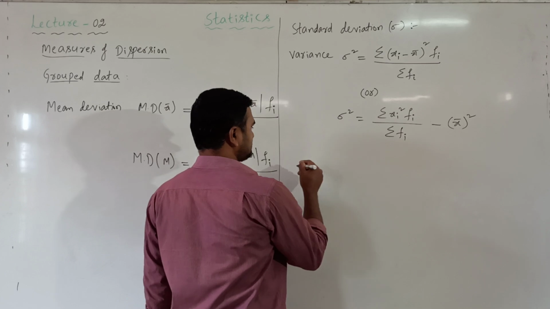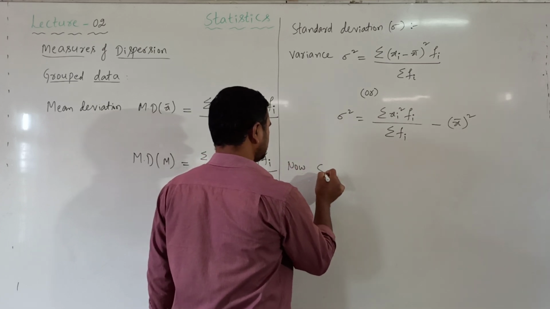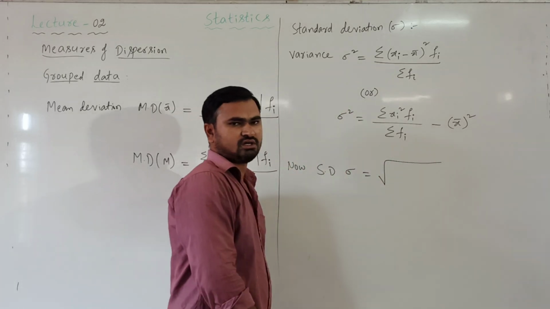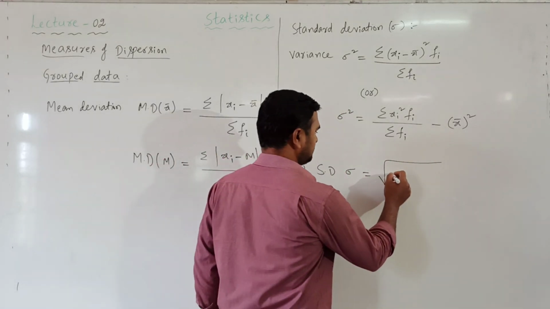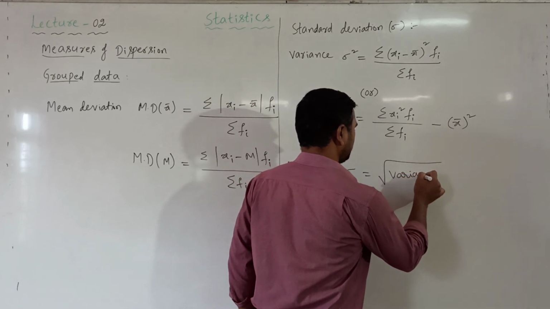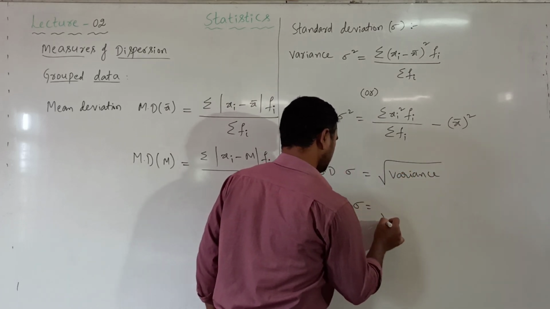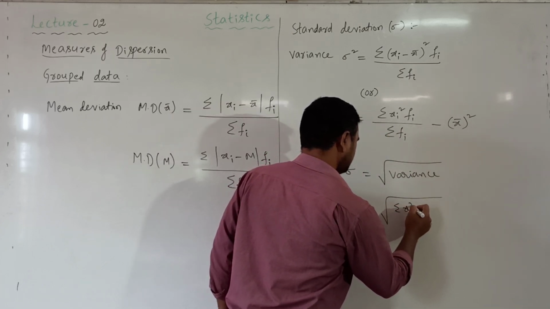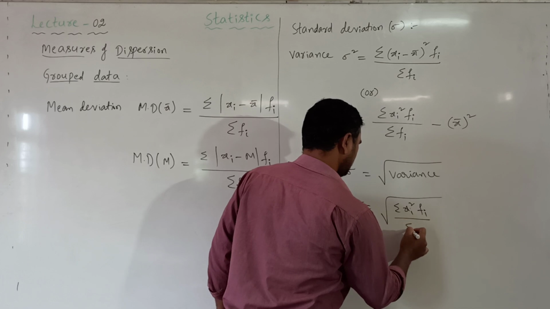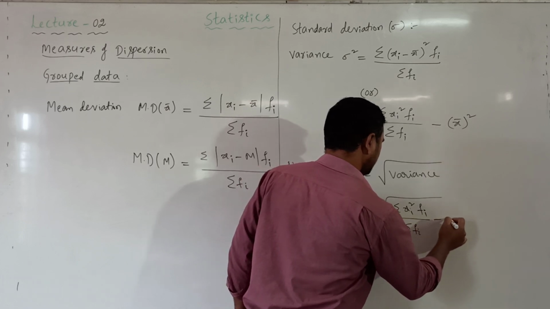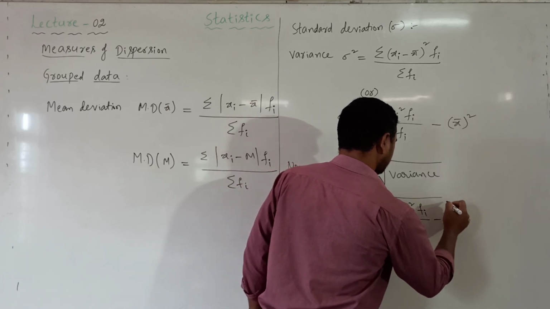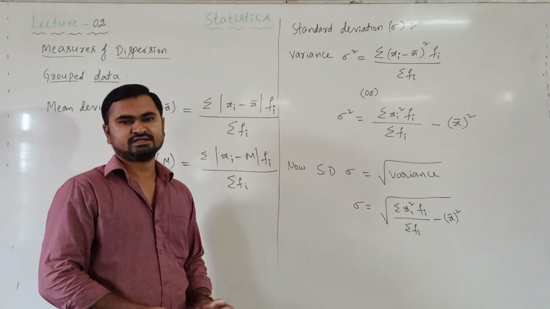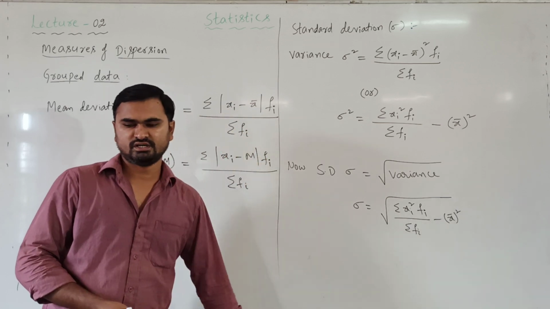Now once we know the variance, we can write the standard deviation as sigma equal to square root of variance. Standard deviation is defined as the square root of variance. So sigma equals the square root of sigma xi square into fi divided by sigma fi minus x bar square. So this is the standard deviation in case of grouped data.